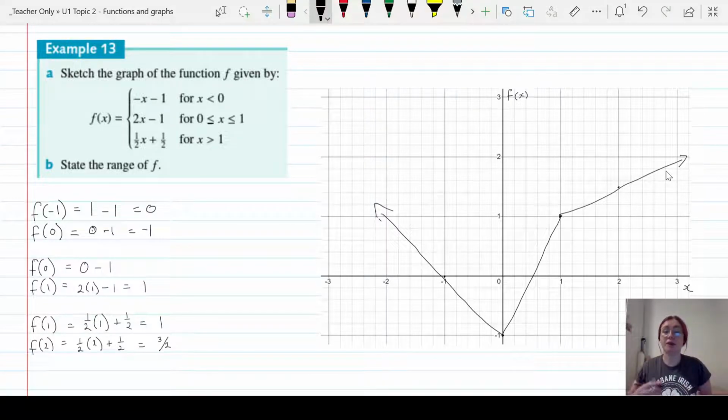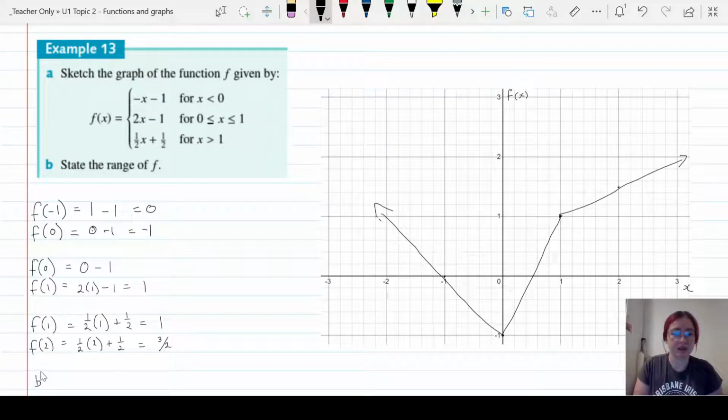So that's our piecewise function. You can absolutely have ones that don't join up. So this third part of the line could have been starting up here and going off. That is still a completely valid piecewise function. So it's always a good idea to check your endpoints.